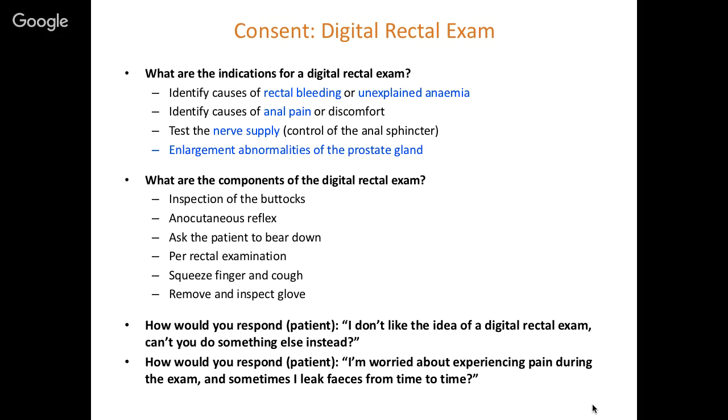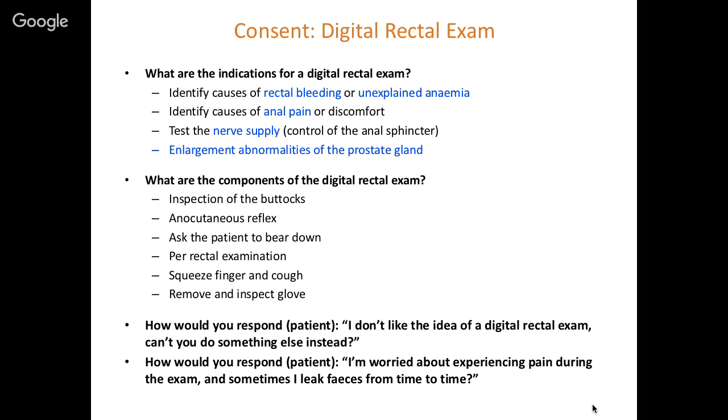Components of the digital rectal exam. So inspection, looking for things like anal fissures, skin tags, hematomas (collections of blood), and hemorrhoids. Can you see more obvious things like the bowel itself in a prolapse? Testing the anal wink, or the nerve supply, and asking the patient to bear down. Why might we do that? What might happen, which would be bad? Yes, fecal incontinence or prolapse. Then you do the per rectal exam itself, getting them to squeeze your finger and cough, which tests sphincter tone, and then inspecting your glove for mucus, blood, stool and lovely other things.